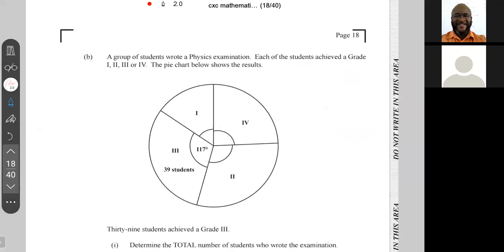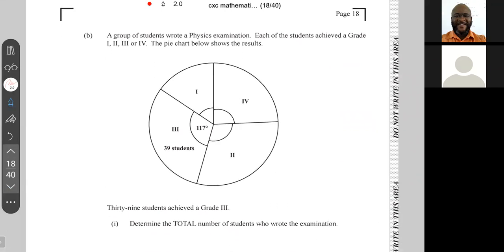All right, this is a pie chart, but in this question, the pie chart has already been drawn for you. It says, a group of students wrote a physics examination. Each of the students achieved a grade 1, 2, 3, or 4. The pie chart below shows the results. 39 students achieve grade 3. Determine the total number of students who wrote the examination.